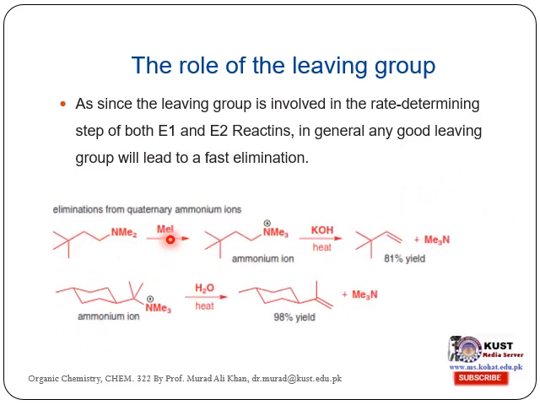Here, this is a quaternary ammonium ion. This is a good leaving group, and we get 81% yield. The same is the case here. We get 98% yield.